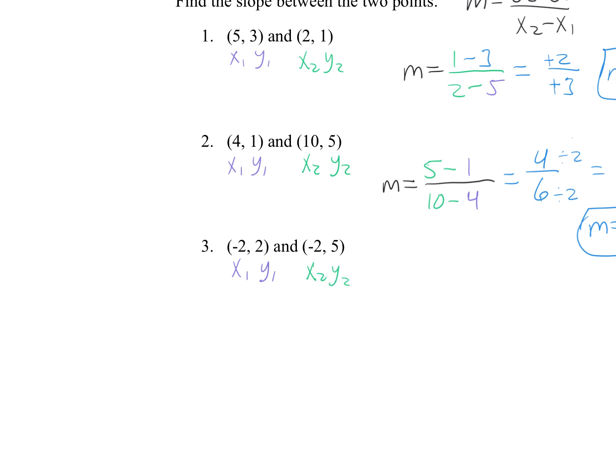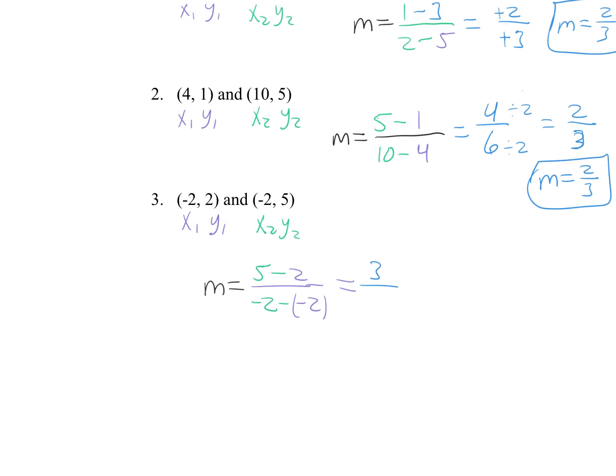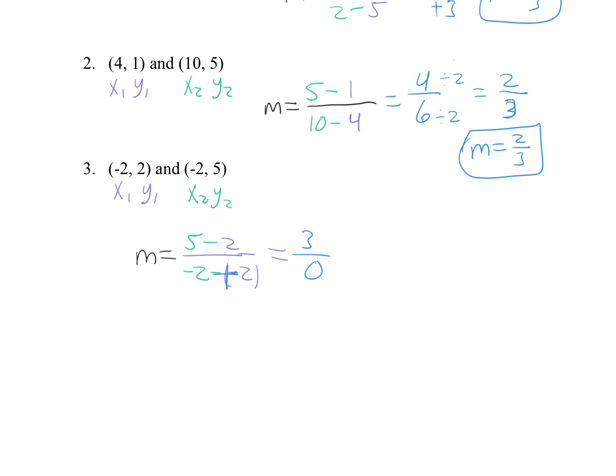All right, so we're going to do the same thing. M equals, I'm going to say y2 is 5 minus y1 is 2 over x2 is negative 2 minus x1 is negative 2. So we have a minus a negative 2. And then on the top, 5 minus 2 is going to get you 3 over negative 2 minus negative 2 is going to get you a plus 2, right? And negative 2 plus 2, they're opposites, so they cancel out. And we get a 3 over 0.